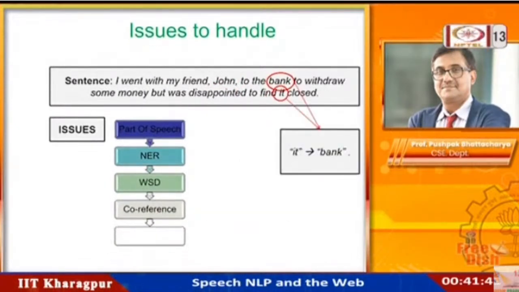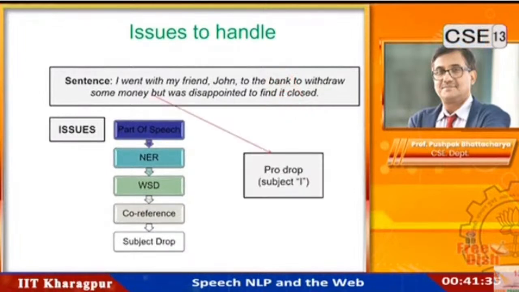Then comes co-reference. Disappointed to find it closed. It refers to what? Bank or money? Bank. And then finally there is subject drop or ellipsis resolution, where we have to supply the subject for disappointed. Who was disappointed? So this is known as pro drop or pronoun drop, a very difficult phenomenon in NLP.